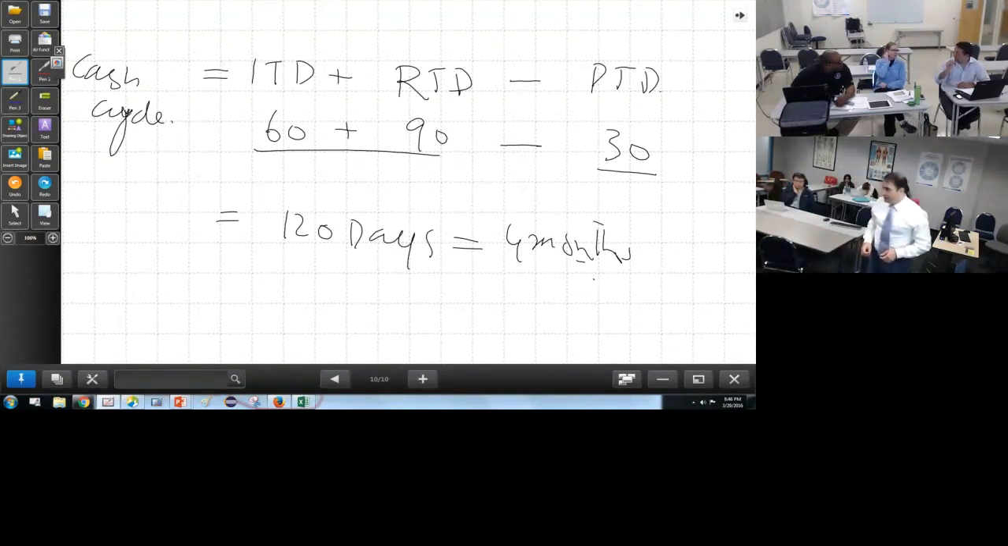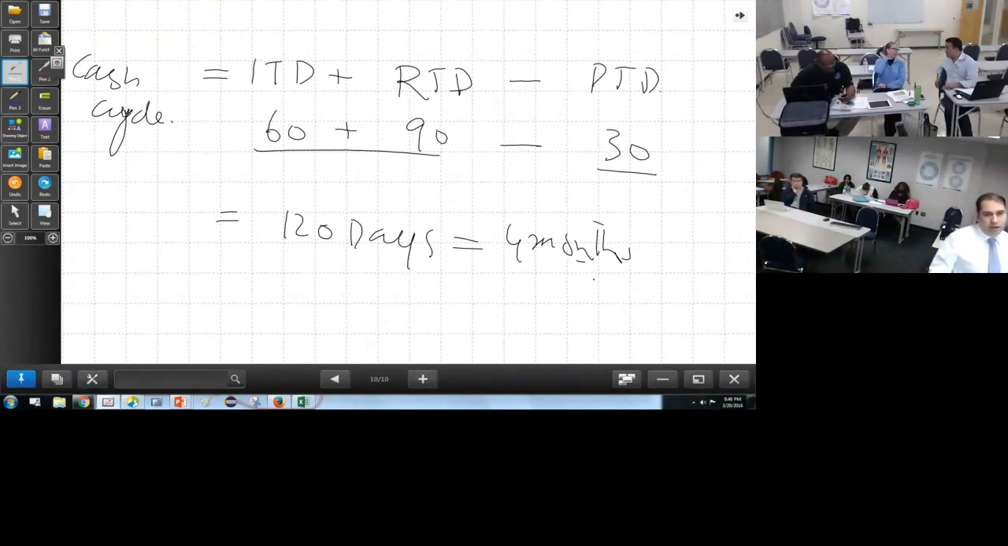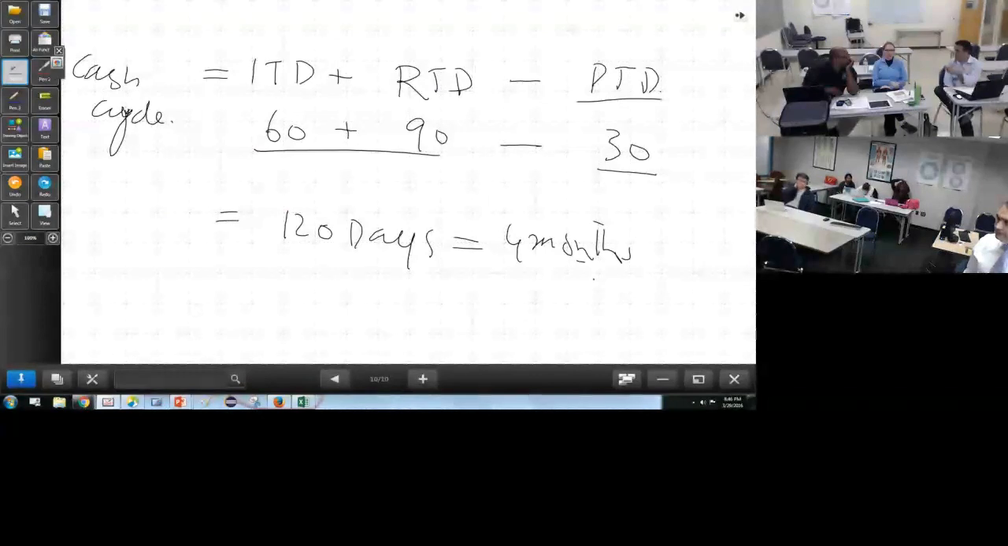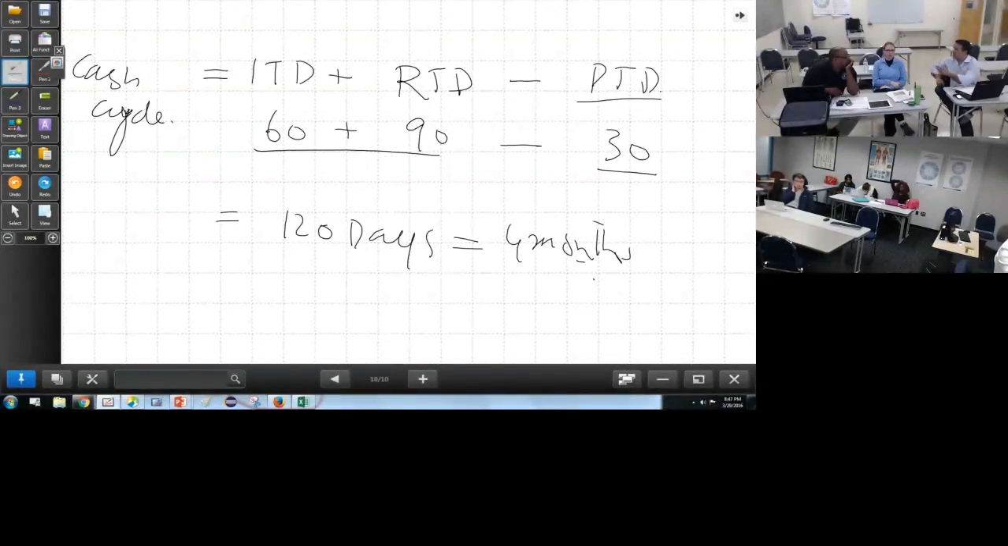What was that last thing? Payables turnover in days. In other words, how long do we take to pay our suppliers? Inventory turnover? Okay. Inventory turnover, you buy inventory, so it takes 60 days for you to sell it. And then when you sell it on credit, it takes 90 days for you to collect your money. Right. Got it?